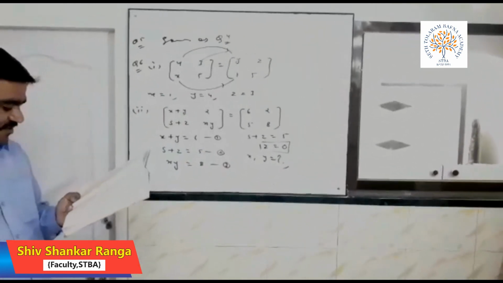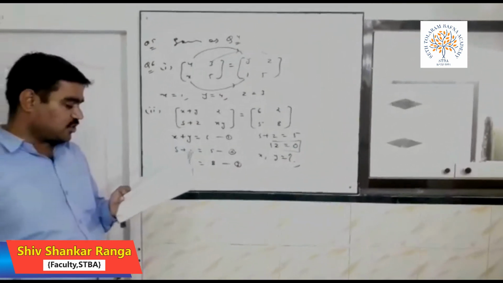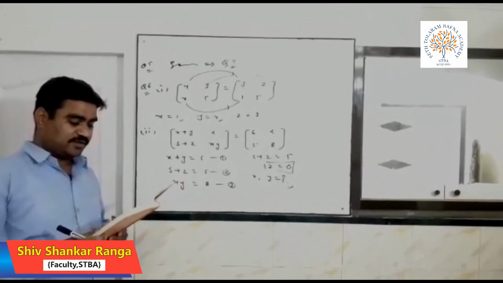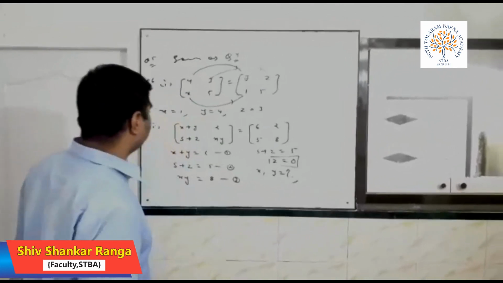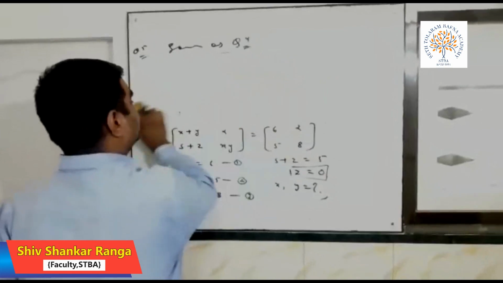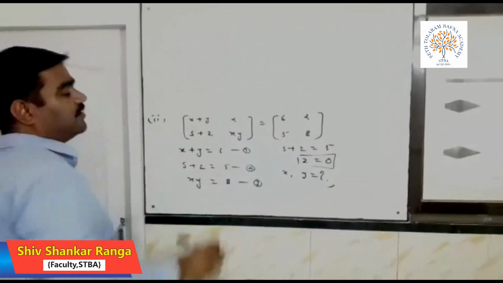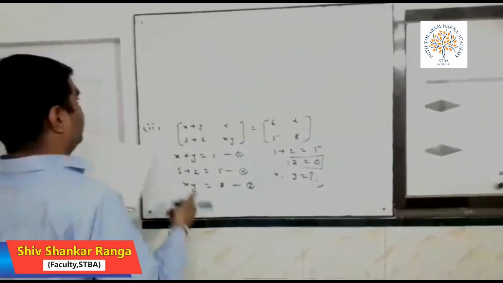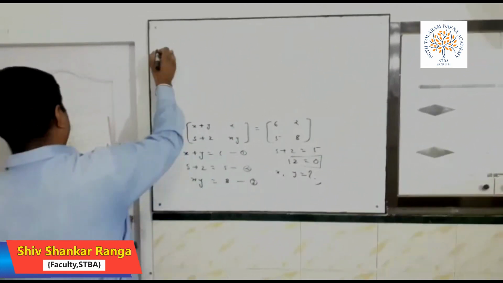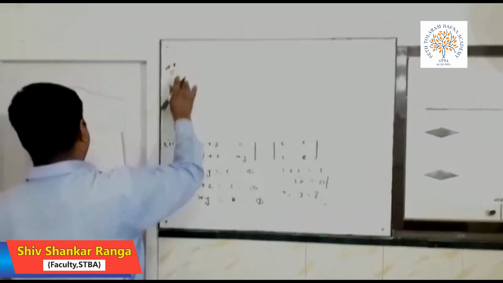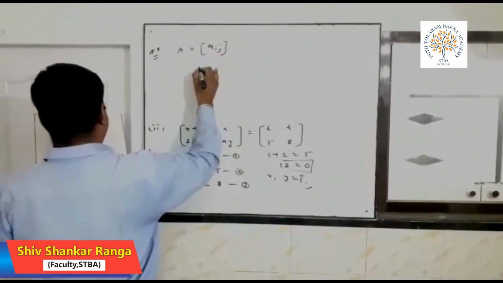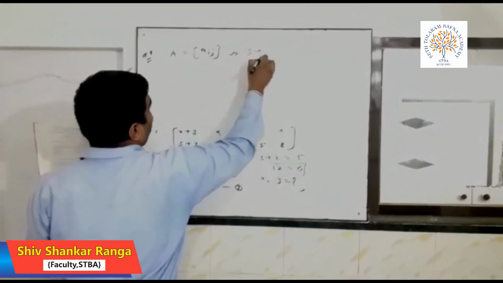Next, question number 7th is the same as question 6th, and question number 8. Question number 8 is different but depends on the definition of a matrix. The definition of a square matrix: if m is equal to n, then the matrix is a square matrix. Question number 8, A is equal to Aij is a square matrix.